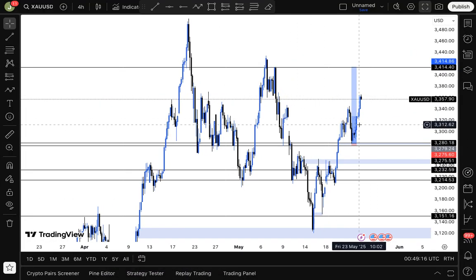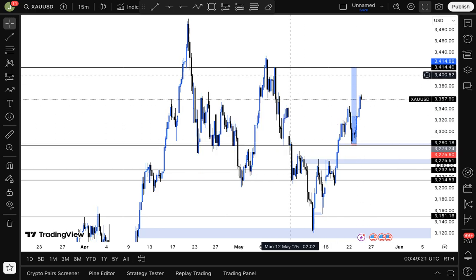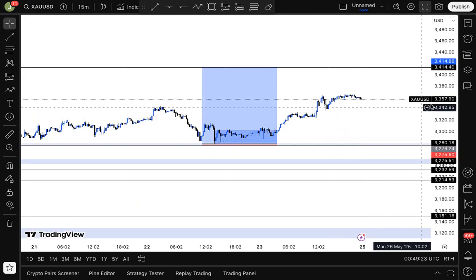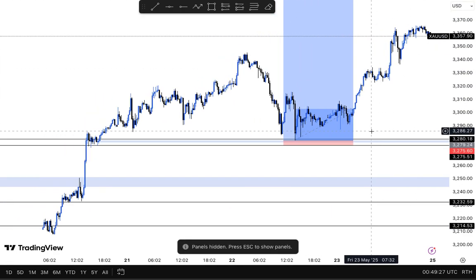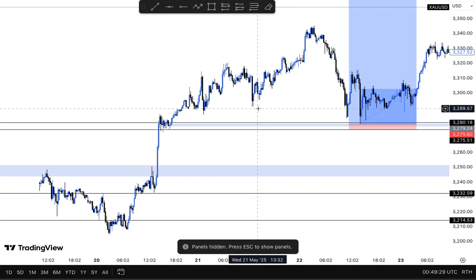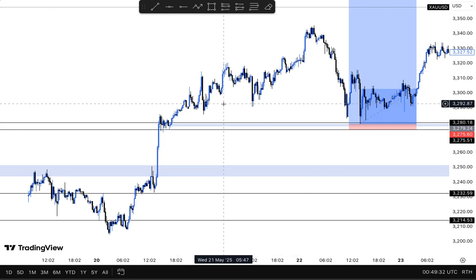So this is how I was able to catch this buy trade. It was a sniper entry. But before, let me show you how I caught this trade.